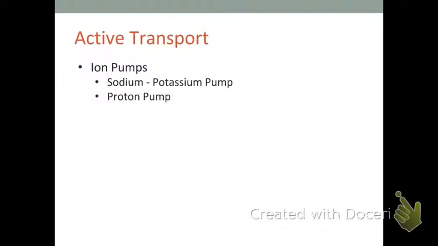All right, today we're going to start talking about active transport. Now, active transport, here are a couple examples. We're talking about two different types of ion pumps.